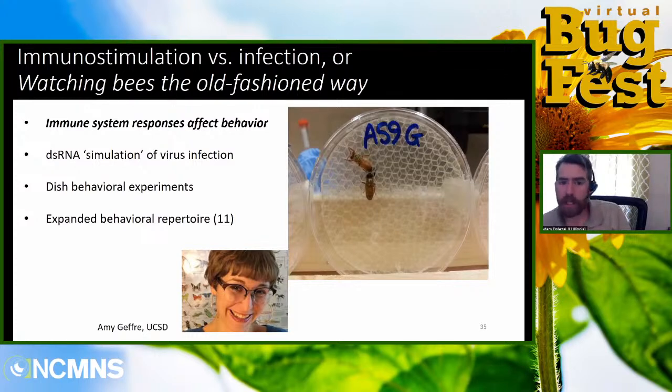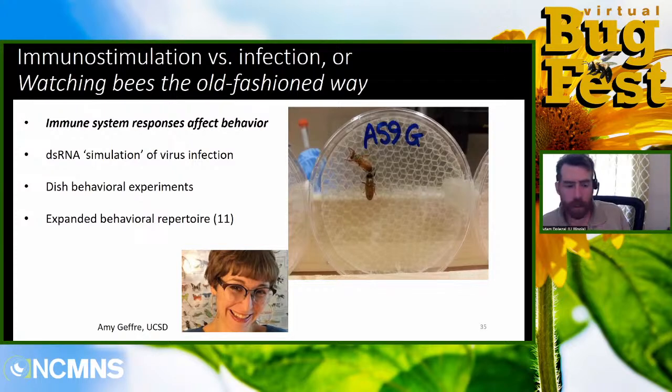And so we did this for a couple reasons. First is that a human can observe a larger repertoire of behaviors. They can see that mouth-to-mouth sharing behavior. They can see just antennating, grooming. They can see if they're kind of fighting with each other. They can really record all these different behaviors.